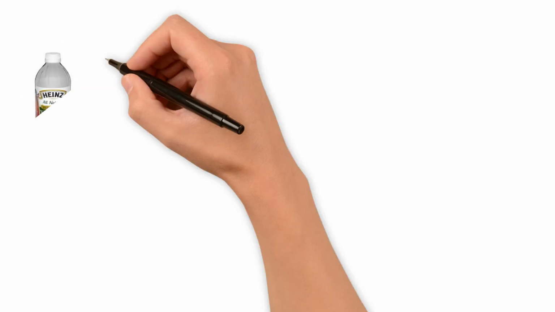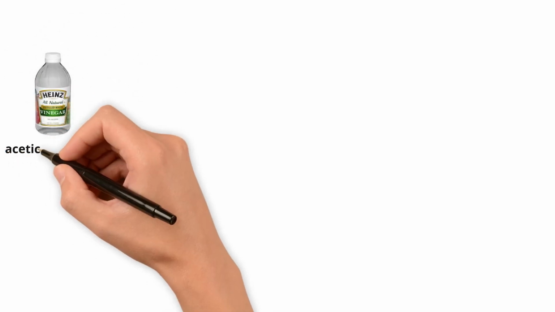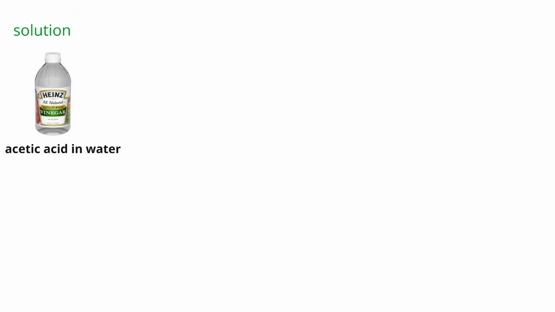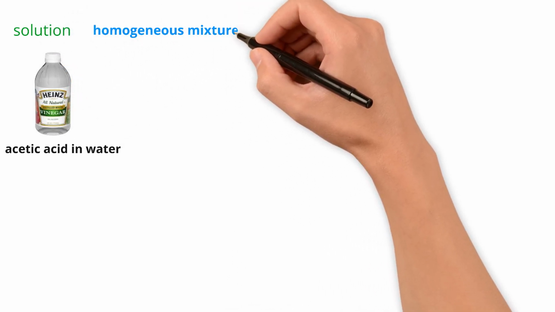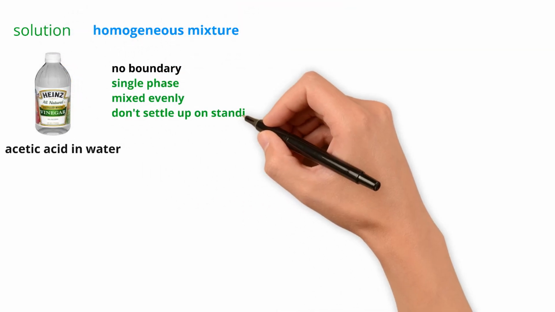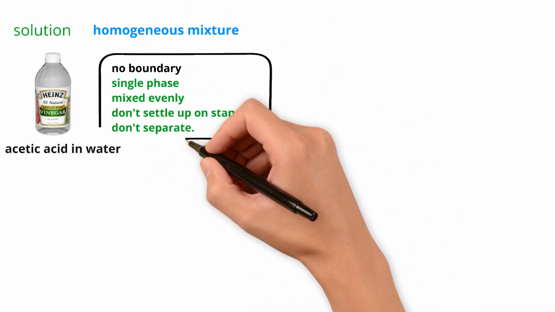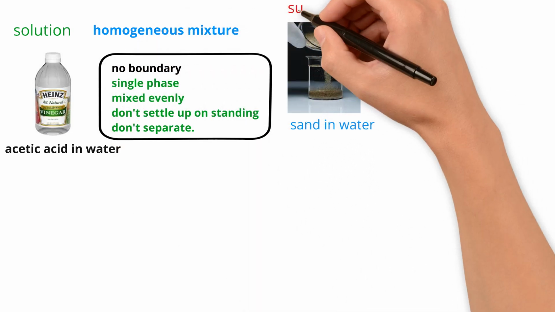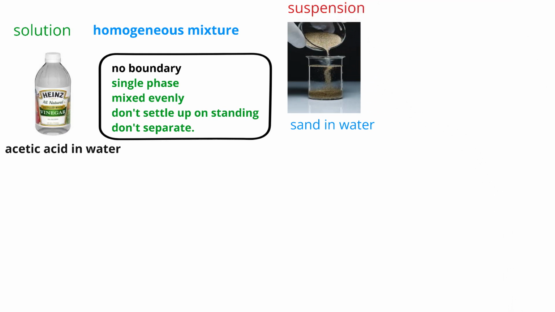Now, example. Acetic acid in water is an example of a solution. A solution is a homogeneous mixture. And sand in water is a suspension, which is a heterogeneous mixture.